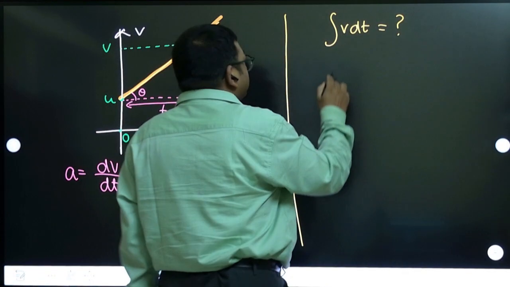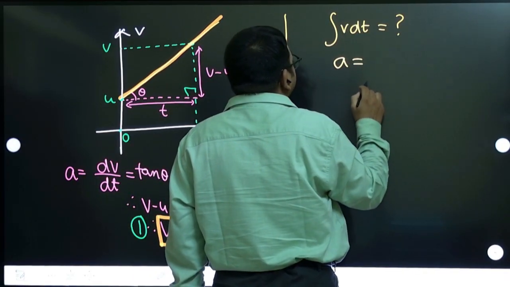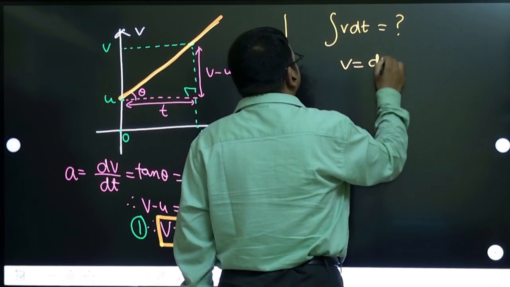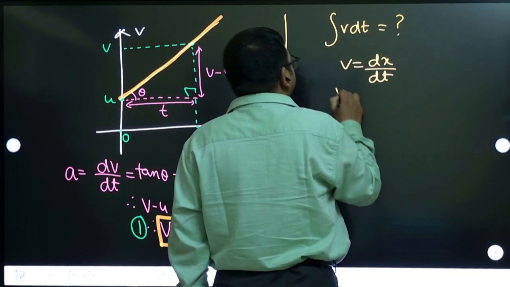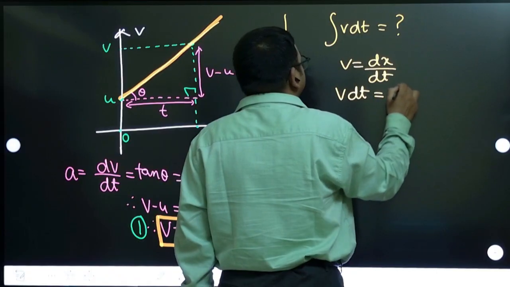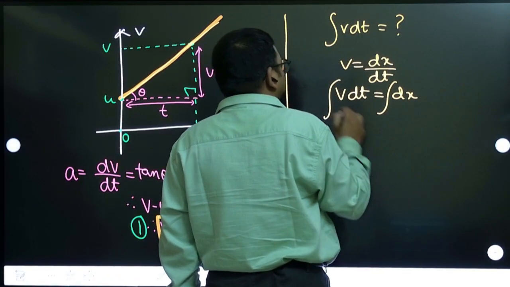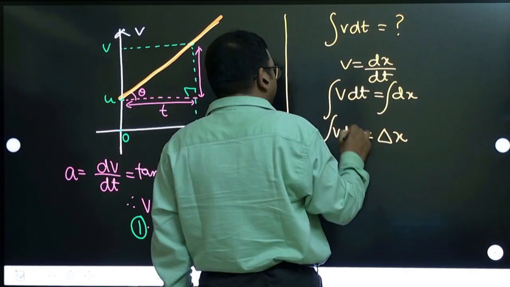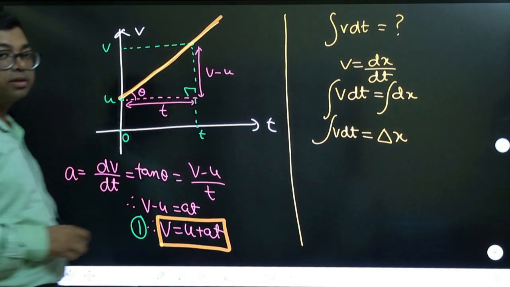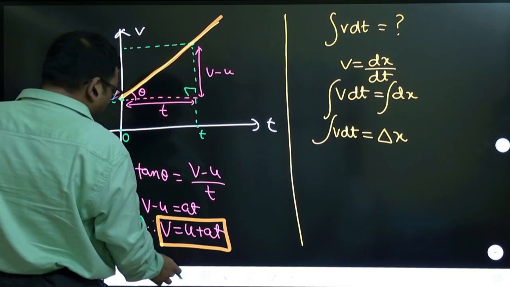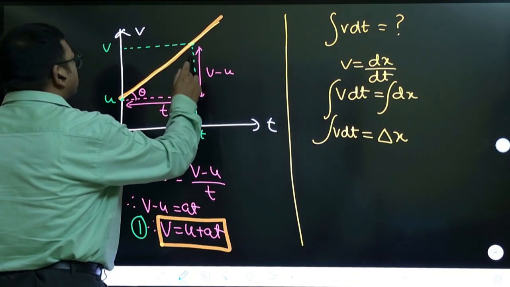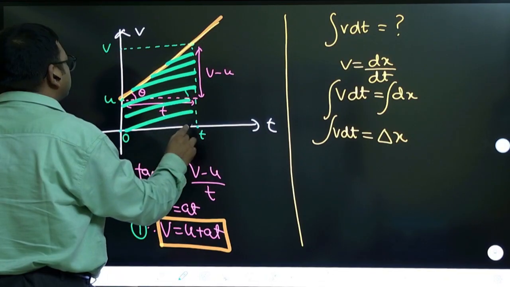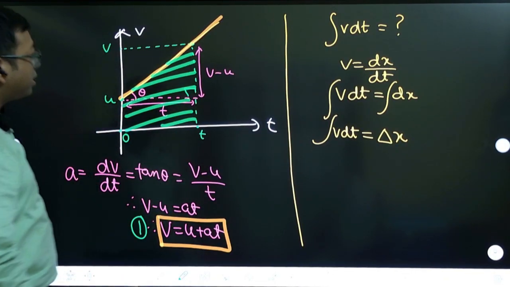That simply means that we know velocity is equal to dx by dt. So v dt simply means dx, and when you integrate, it will give us displacement. So the area under a velocity-time graph gives displacement. Yesterday we have seen that. So the area under this graph, the area of this trapezium, will give us displacement.